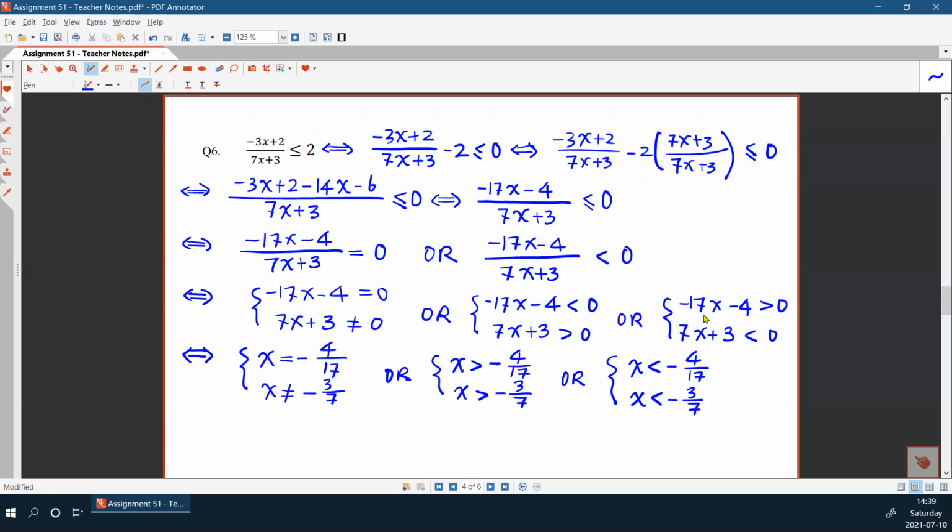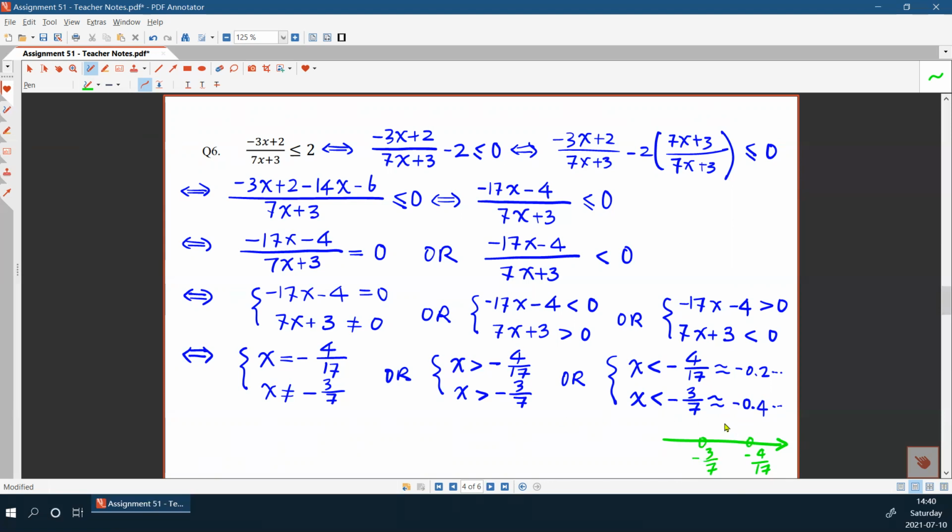Now we need to compare the two numbers again, right? So minus 4 over 17 is about minus 0.2 something something, and minus 3 over 7 is about minus 0.4 something. So which number is larger? If we draw a number axis here, minus 4 over 17 is apparently larger, right?